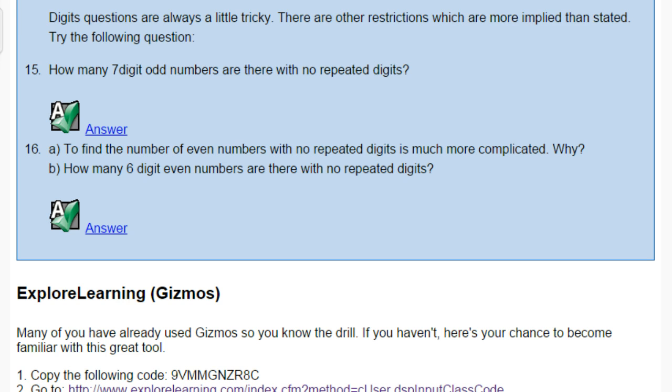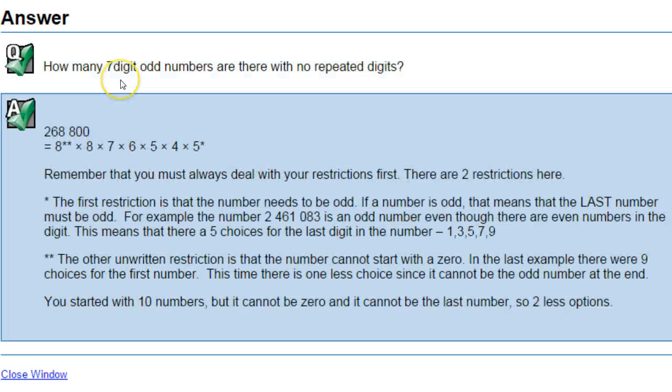As you were warned, digit questions are typically a little bit tricky because there are restrictions which are implied rather than stated. So, let's take a look at this question. How many 7-digit odd numbers are there with no repeated digits? Just to give you a heads up, the first digit obviously can't be a 0, we've established that, and you're also going to have to think about how we deal with the last digit.